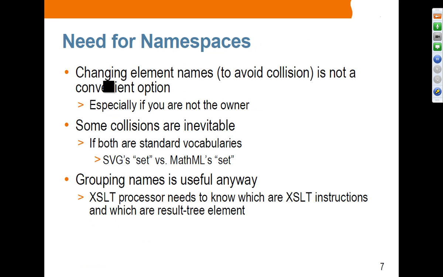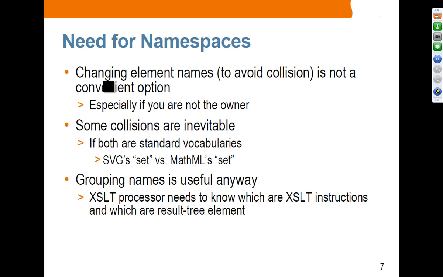So if you are not using namespaces, one way you can do it is changing the element name to avoid the collision. But this is not a convenient option, especially if you are not the owner of that element. Some collisions are inevitable because they are defined by standard bodies. For example, SVG is a standard and MathML is a standard, and both standards define a set element as one of the valid elements. So if you're using SVG's set and MathML's set in the same XML document, then there is no way that you are going to avoid name collision.